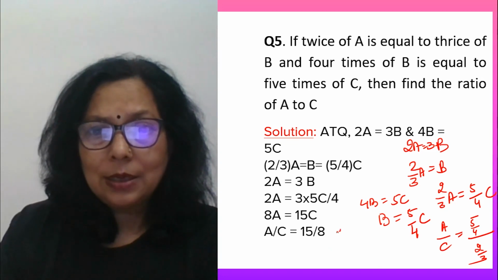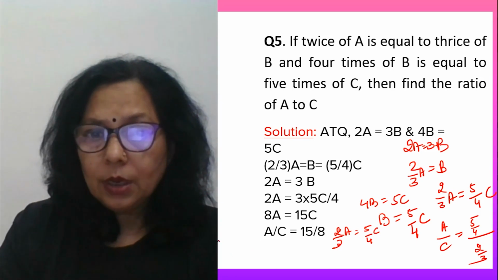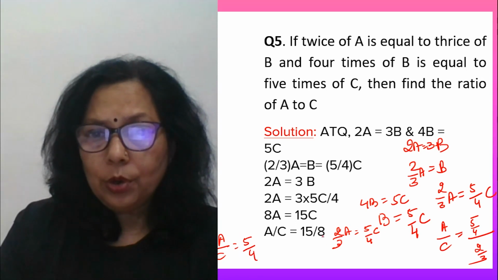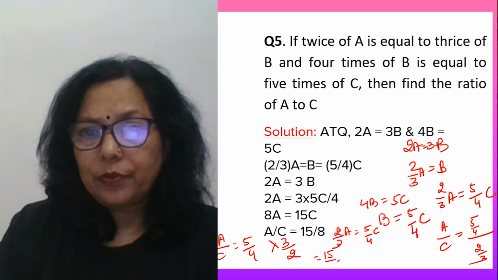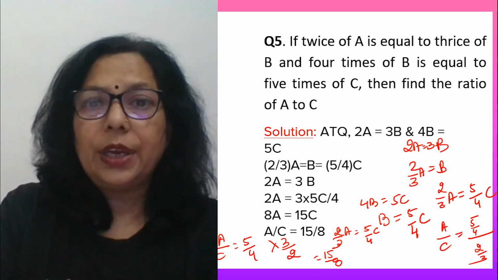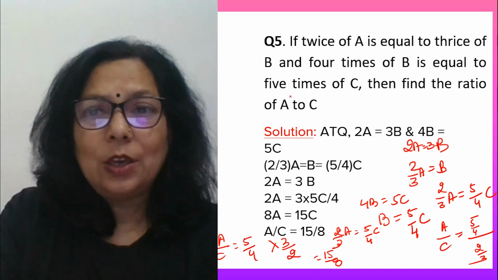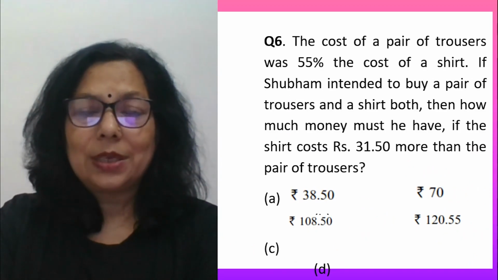You can also write it as 2 upon 3A is equal to 5 upon 4C. Then A upon C is equal to 5 upon 4, 3 goes in the numerator and 2 comes in the denominator. This gives you 15 upon 8. So this is how you got the ratio of A is to C. Maybe at once it doesn't click, but if you do such type of question once, definitely you are going to solve them in the exam.